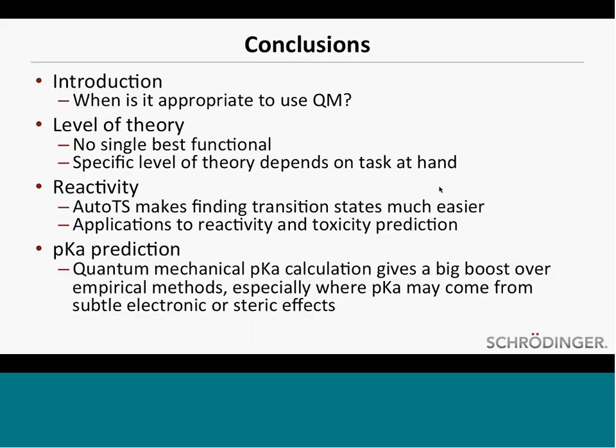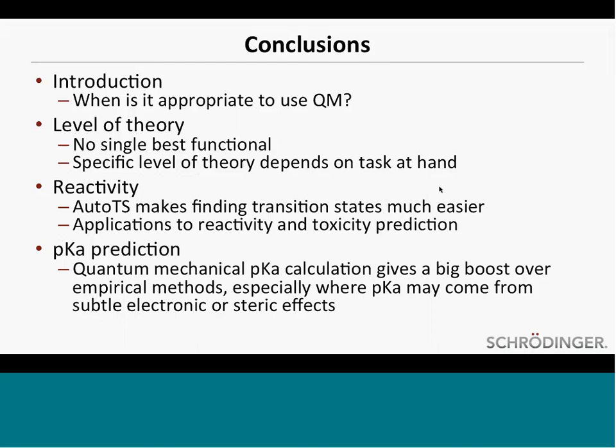So to conclude the talk, what we talked about is when is it appropriate to use QM. We also talked about various levels of theory, where hopefully I convinced you that there's no single best functional for any task. And the specific level of theory you want to use is a function of the task you wish to study. Reactivity is, of course, a very sought-after thing, and quantum is the go-to method to study that. And we have developed a protocol that we're starting to release more broadly that makes finding transition states much easier, and that has broad applications to reactivity and toxicity.